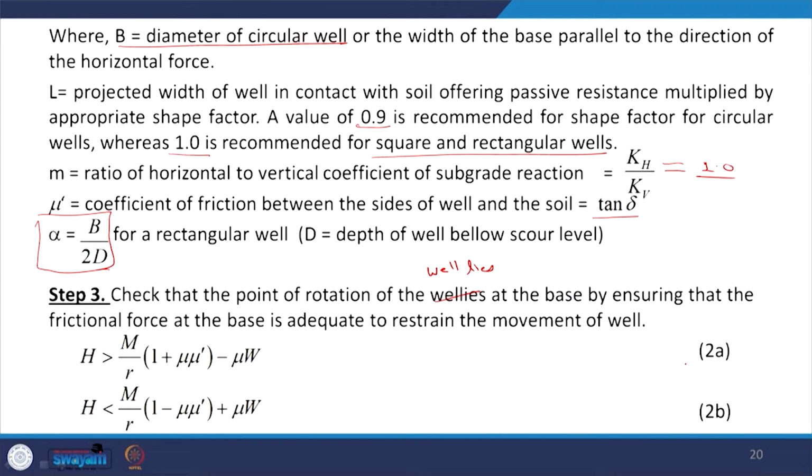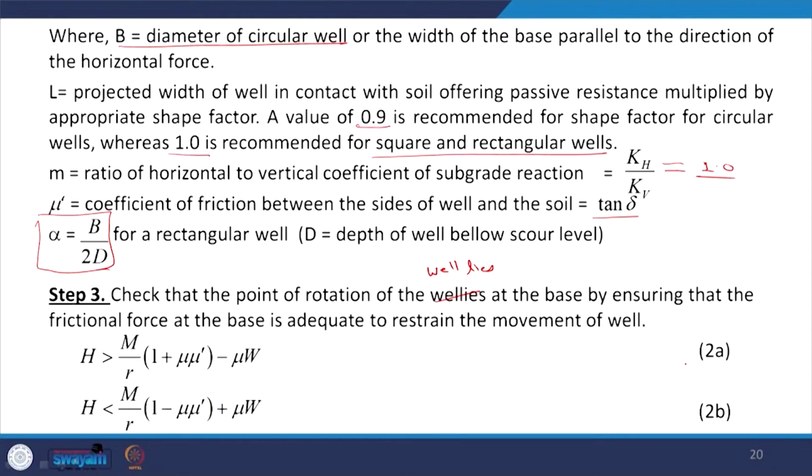So, with the help of equations 2A and 2B you can get the range of the value of H, that is, H should be more than a particular value and less than another. Once that range is known, you check whether your H is within that limit or not. If it is not, naturally you need to revise the design. Now, in equations 2A and 2B, H, M and W are already known. Mu prime is already defined. Now, what are mu and R? That is defined in the next slide.